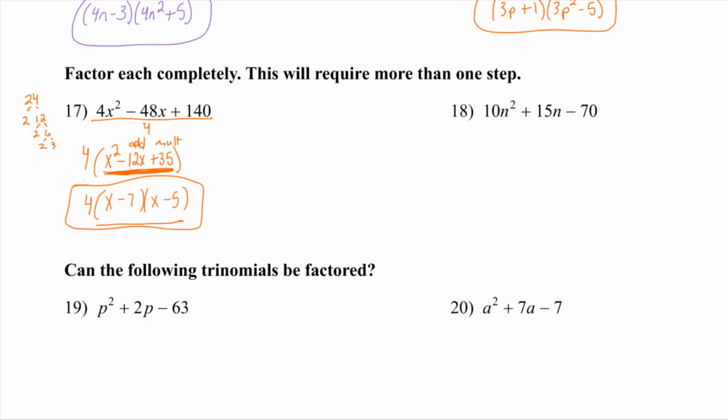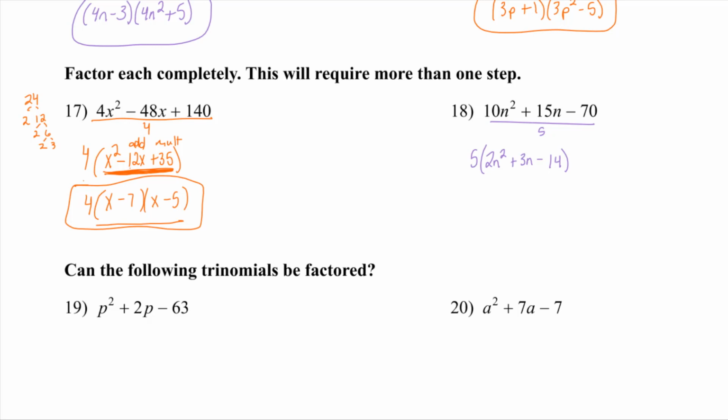All right, 18. So they have something in common. They all can be divided by 5. It would be nice if it had been 10, but it's not. So we're going to say 5 times (2n squared plus 3n minus 14). We divided 70 by 5 to get 14. Okay, so we took out a 5, so we factored, and that's one step.